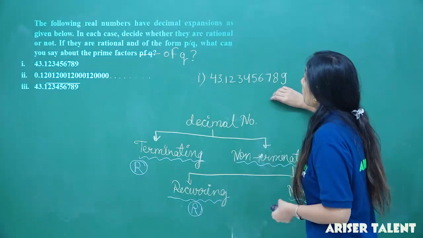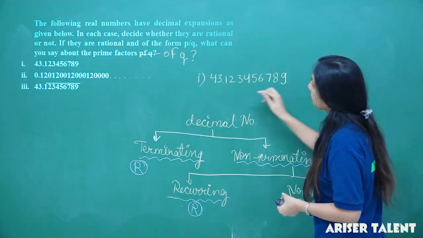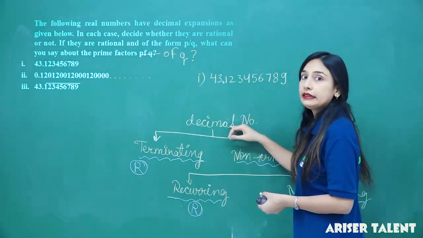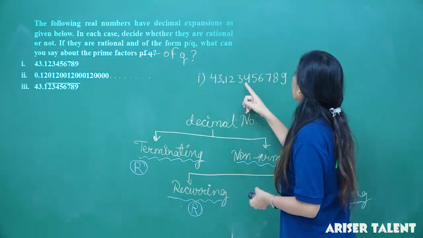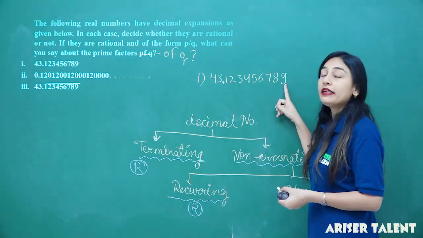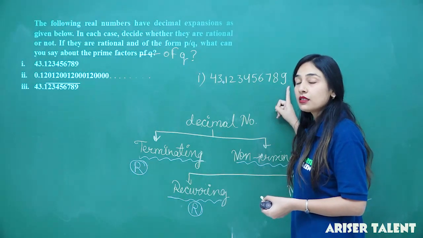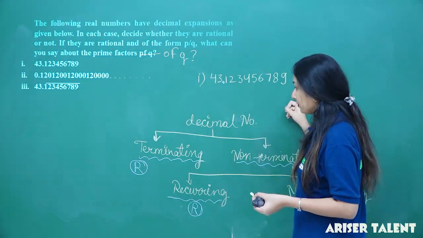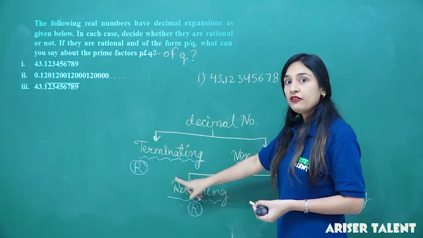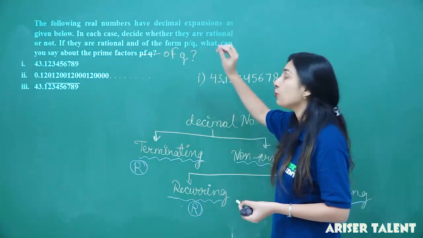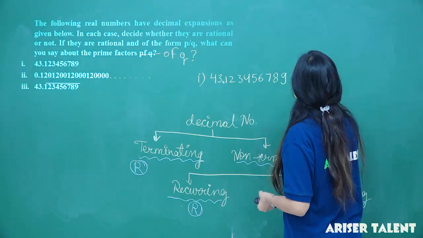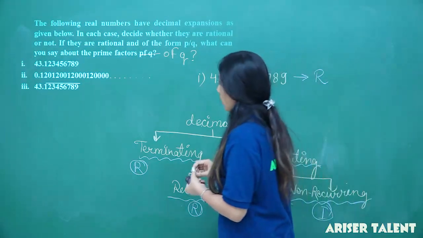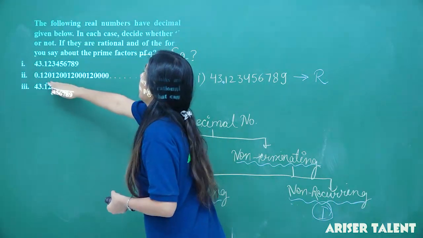Now have a look at this. We have a decimal number 43.123456789. Now it terminates here, it ends here. This particular number ends here, so it's terminating. If it's terminating, it's rational for sure, so it's rational. Okay.